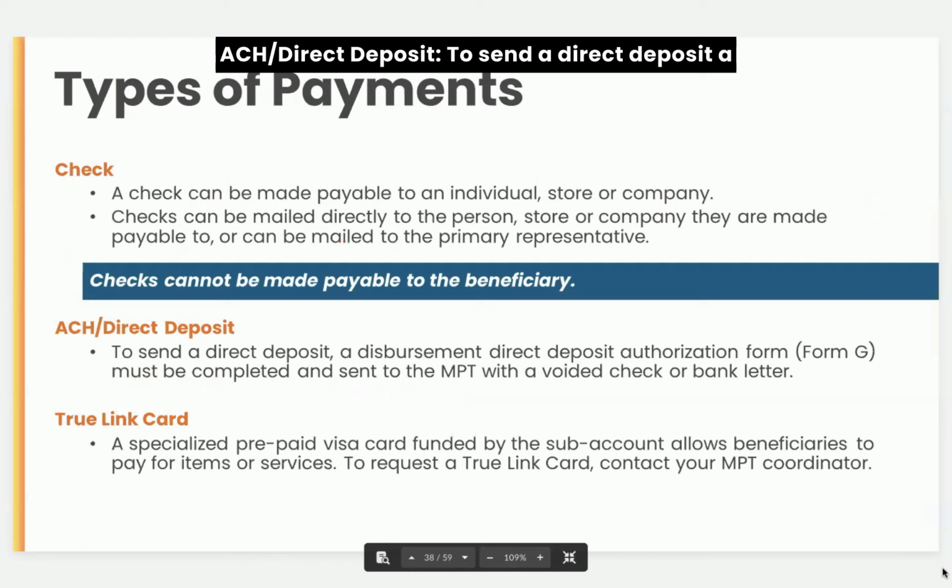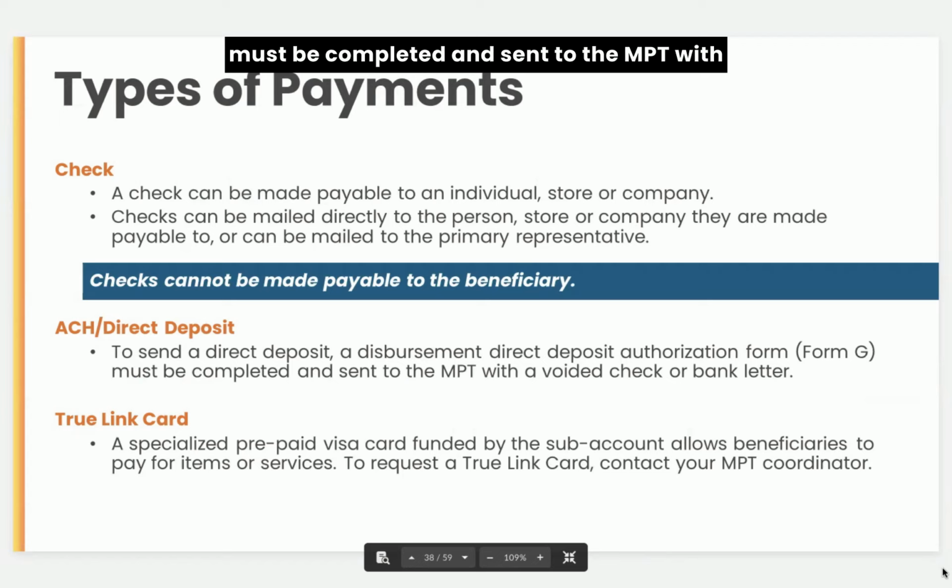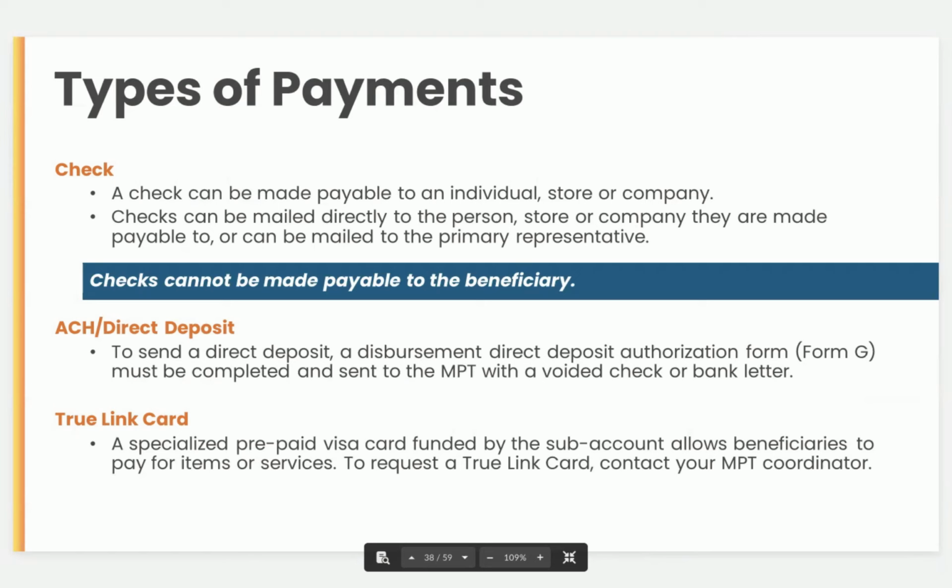ACH/direct deposit. To send a direct deposit, a disbursement direct deposit authorization form, which is Form G, must be completed and sent to the MPT with a voided check or bank letter. TrueLink card. A specialized prepaid Visa card funded by the sub-account allows beneficiaries to pay for items or services. To request a TrueLink card, please contact your MPT coordinator.